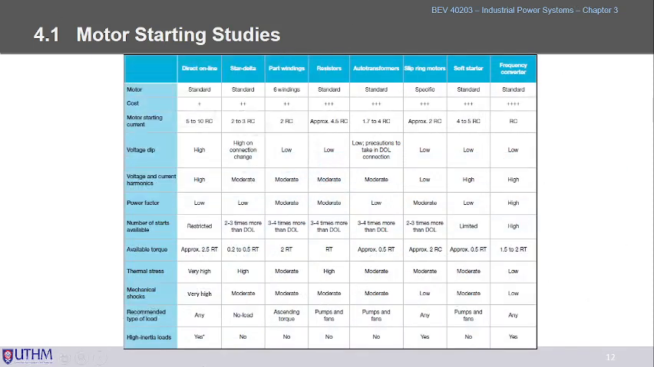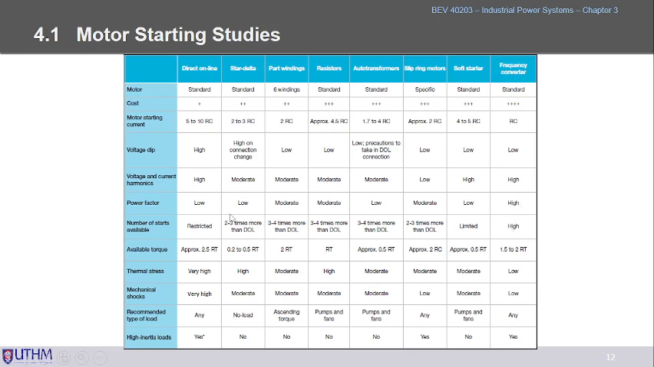Okay, this is the summary. So you have the direct online, star delta, up to the frequency converter. Then you can see the motor type and the power factor, and then the thermal stress. Then you can look at the recommended types of load as well. For example, in the frequency converter, it states here a high number of starts available. That means unlimited times of starting.